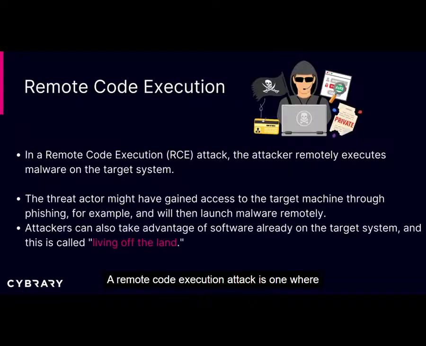A remote code execution attack is one where an attacker can remotely execute malware on a target system. So the threat actor might have gained access to the target machine already, maybe through phishing or something like that, and will launch the malware remotely. And attackers can also take advantage of software already on the target system, and this is something called living off the land.